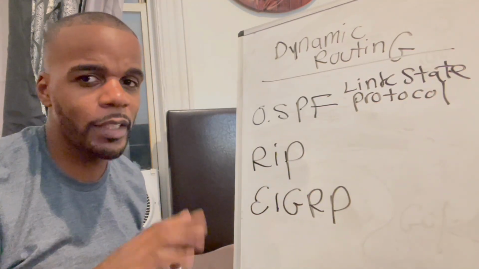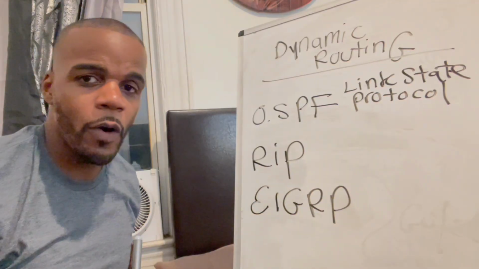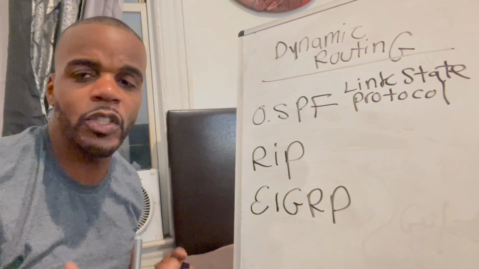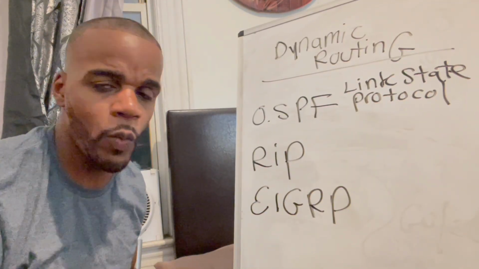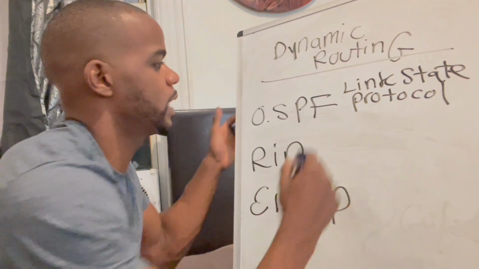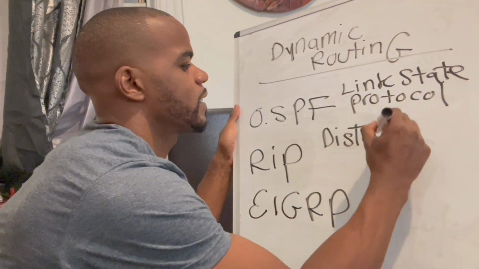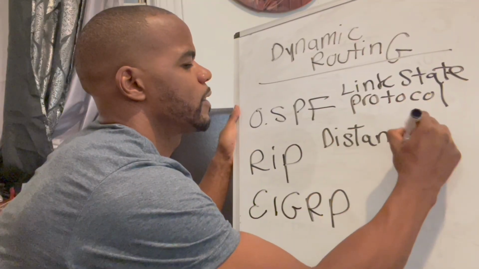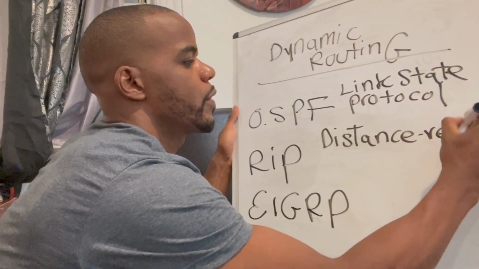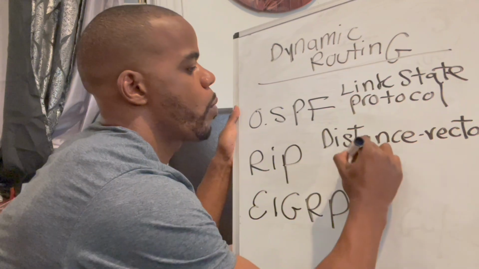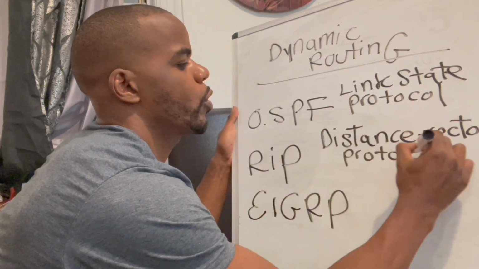Wait, relax. Now, RIP has a certain name for it as well. RIP uses a distance vector protocol.